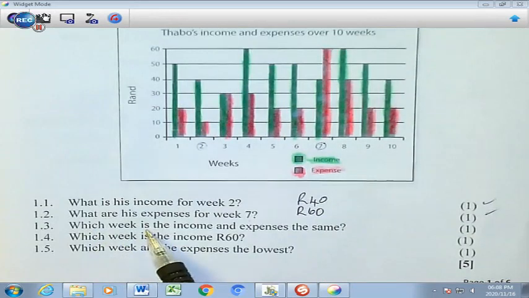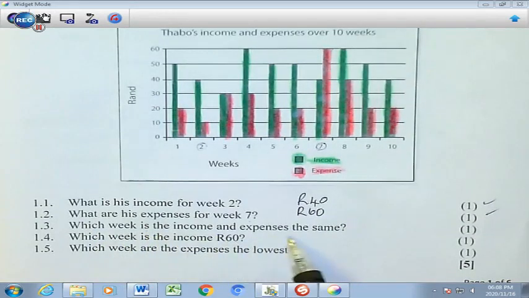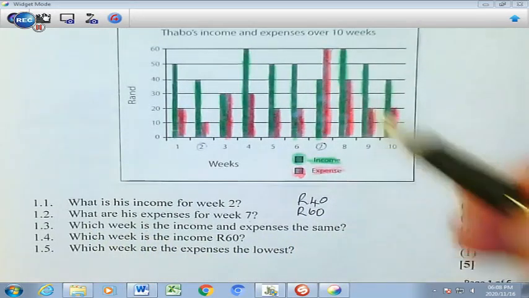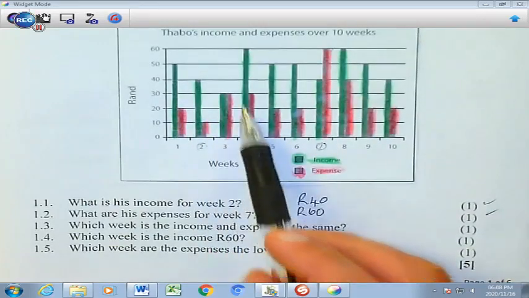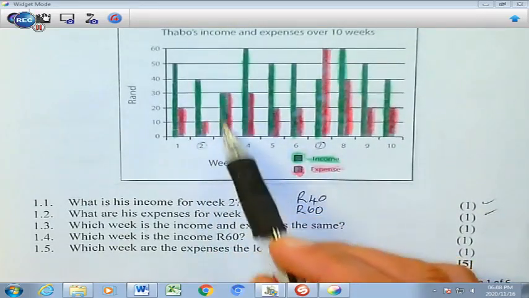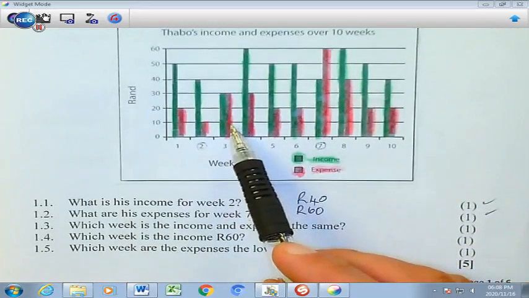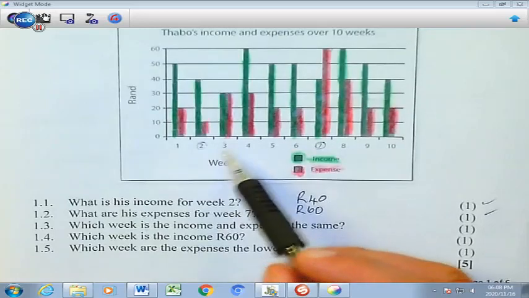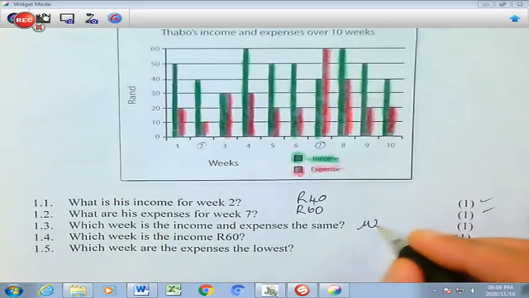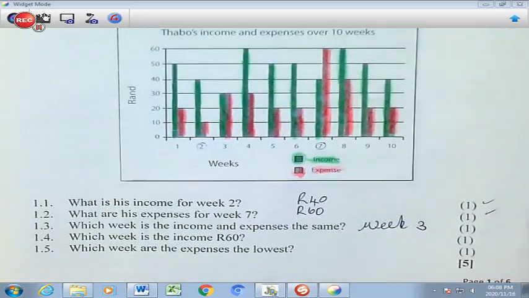Which week is the income and expenses the same? So you've got to scan and you will find that would be in this week over here, and there would be no other week where the 2 are the same. So that is going to be week 3. So you need to write there week 3.